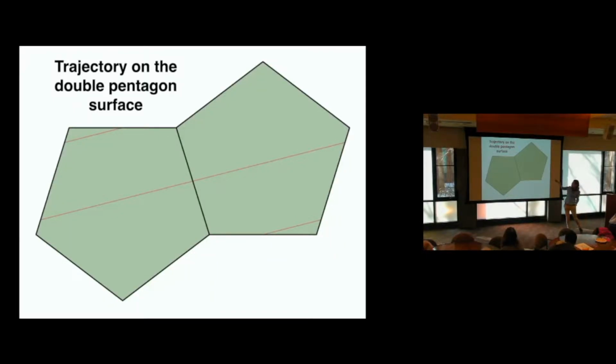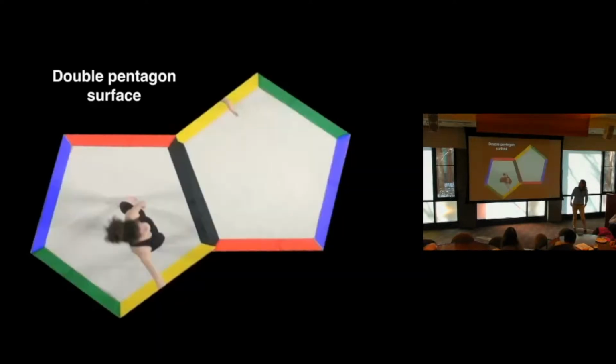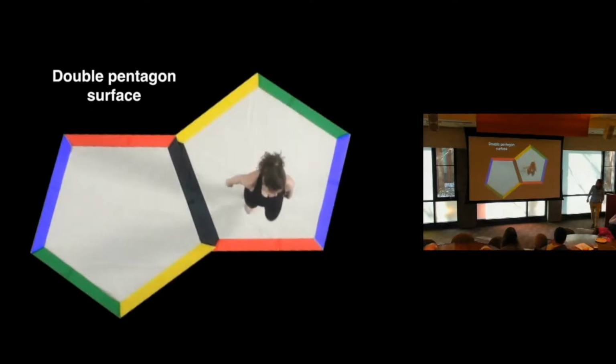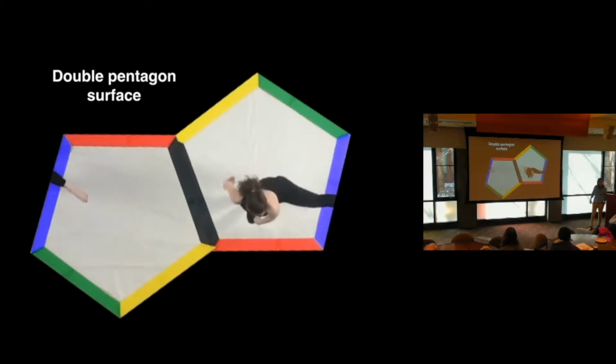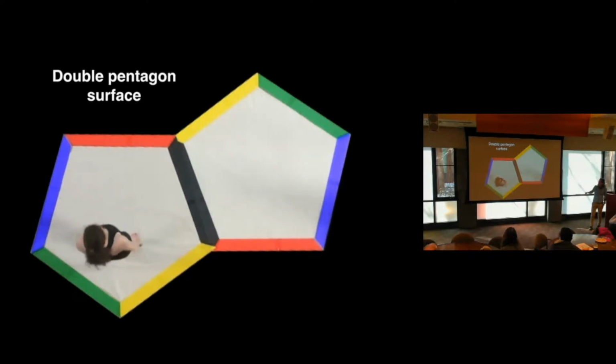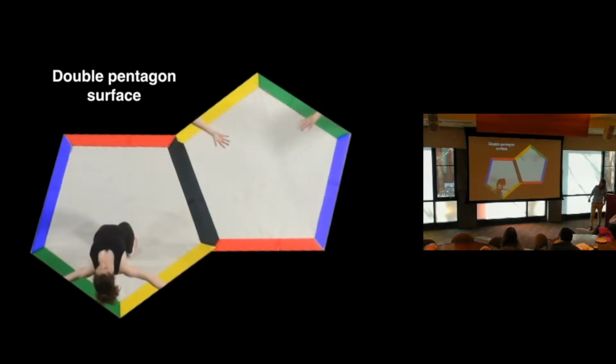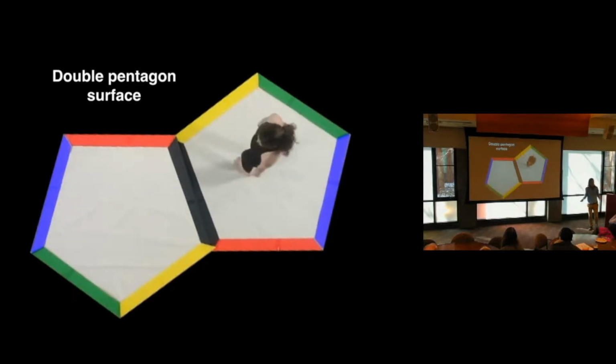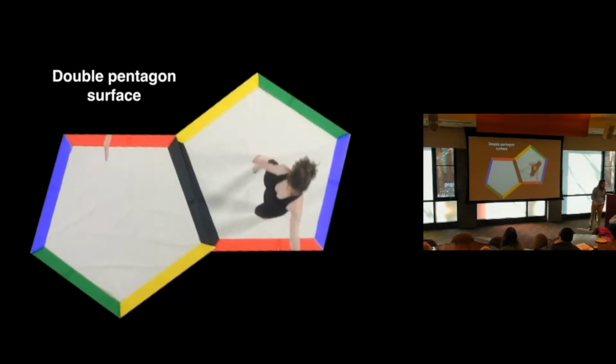So we're going to use this trajectory on the surface. But first I'll tell you what the double pentagon surface is. Here's a bit from my Dance Your PhD video. Libby here is demonstrating what it means to walk around on the double pentagon surface. It's a surface because every edge is glued to the parallel edge. So when you put your arm across the yellow, you end up with your arm across the other yellow. It's a surface just like the surface of the Earth is a surface. No matter where you go, you never fall off.